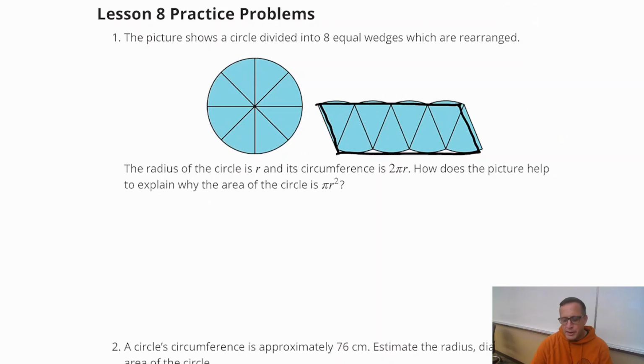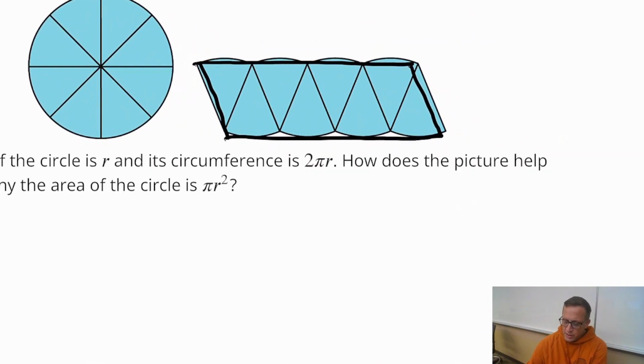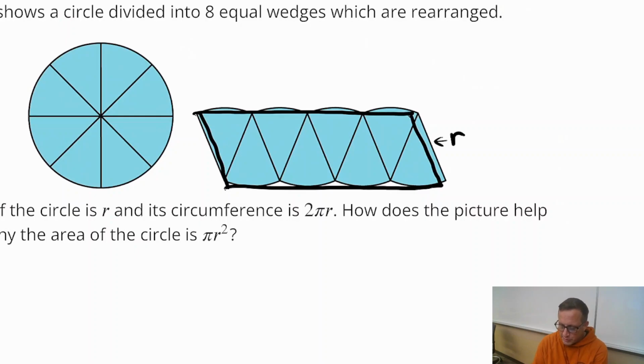But what we have to keep in mind here is, all right, this part of the rectangle, imagine that's a right angle, perpendicular to the base, going straight up. That's the radius of the circle. This part here, 1, 2, 3, 4, represents those 4 wedges. That's half the circumference right there.